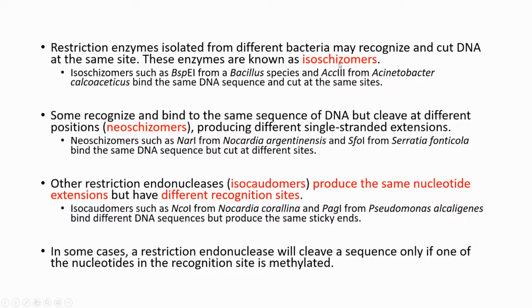All right, we have isoschizomers from different bacteria. They recognize and cut at the same position. Neoschizomers bind to the same sequence but cut at different positions, so they produce different single-stranded extensions. Isocaudomers produce the same nucleotide extension, but they recognize different sites. Okay, that's isocaudomer.